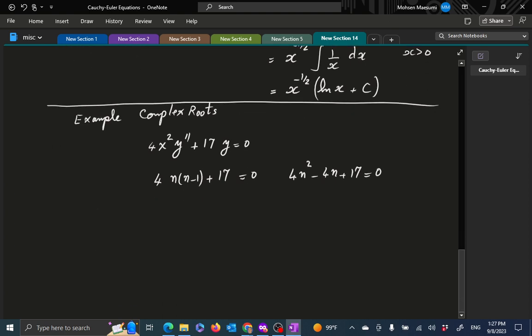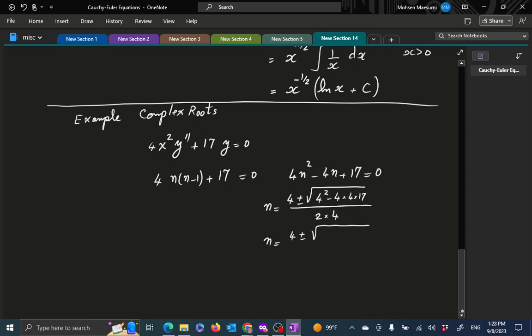Now we look at that and notice that it doesn't factor. I mean, that can happen in other cases as well. Like if you have two distinct roots, there's no guarantee that they always have to be nice numbers. It could be any radical numbers or something. So in this case, n is 4 plus or minus the square root of 4 squared minus 4 times the first and the last numbers, divided by twice the first number.